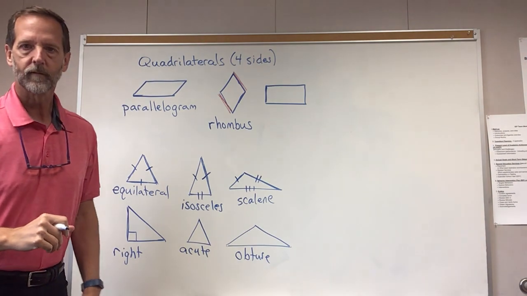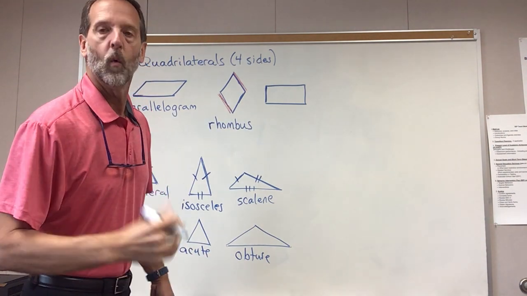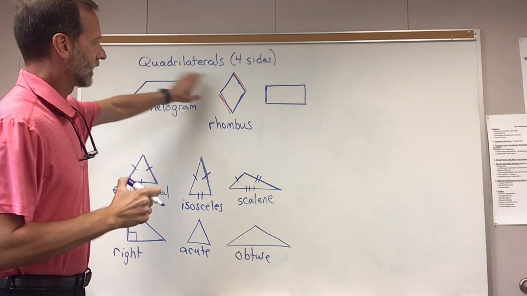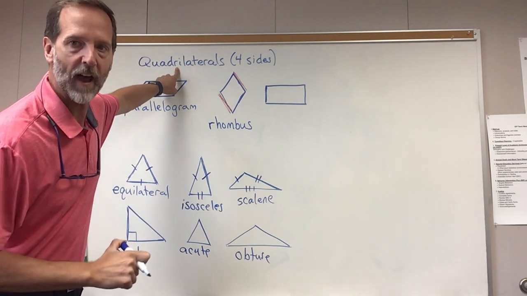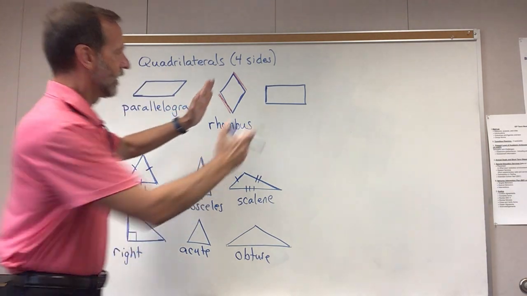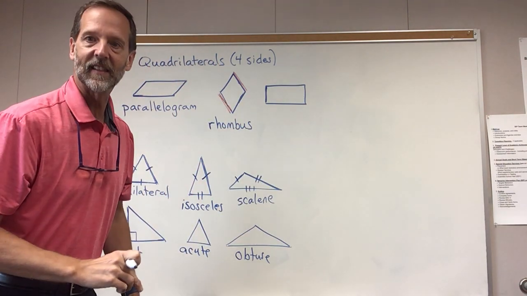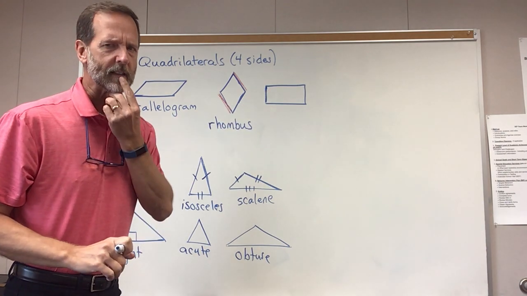You know what that one is. That's called a rectangle. Why? Okay, let's back up a bit. Does it have 4 sides? Yes. It's a quadrilateral. Does it have 2 pairs of parallel sides? Yes, it's a parallelogram. Does it have 4 equal sides?